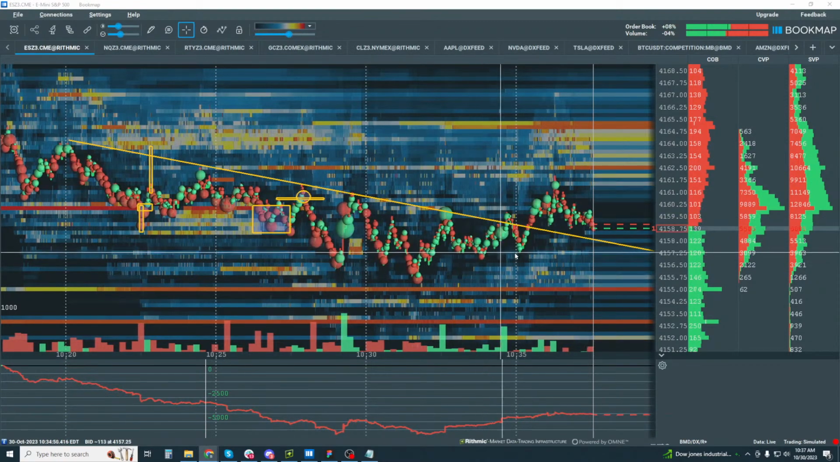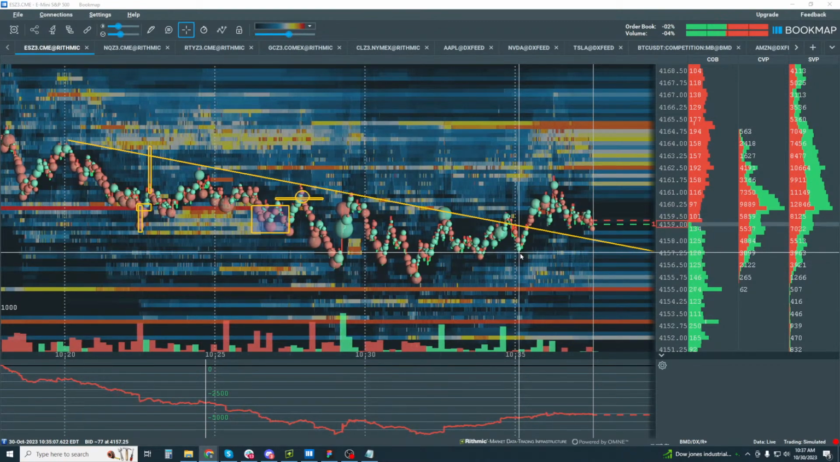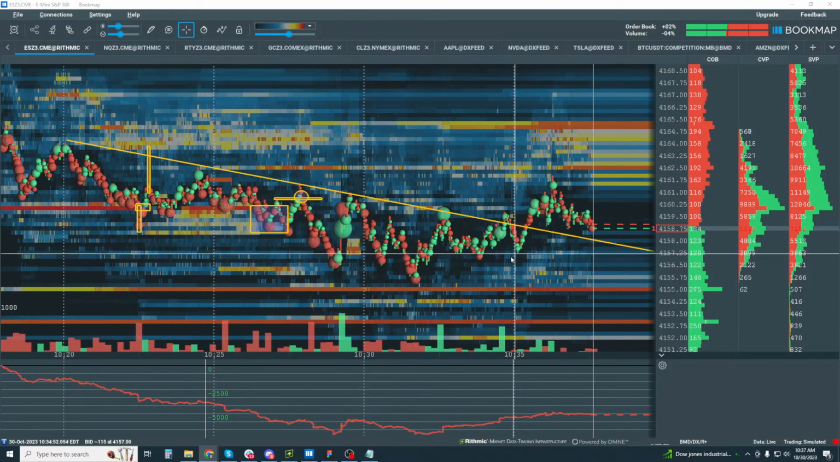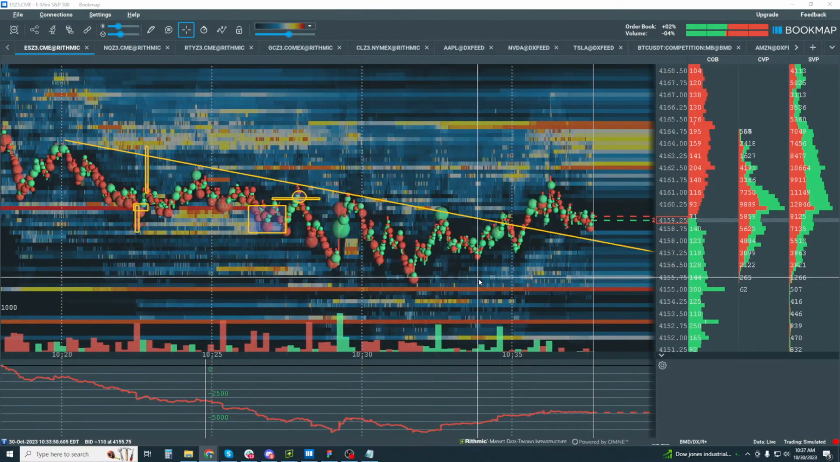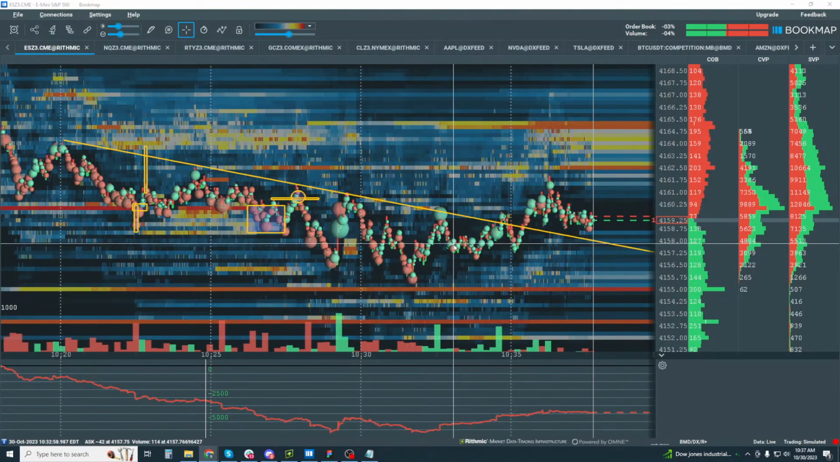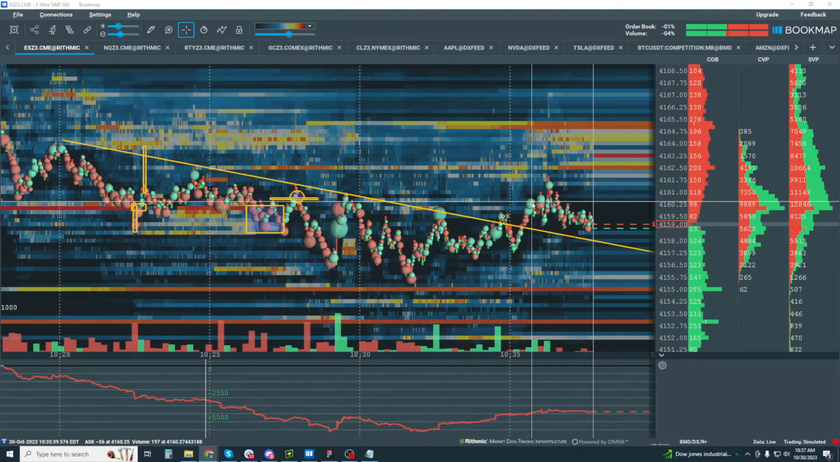We are making higher lows now here as well. It just means there's not enough sellers to take it down to the lows, the previous lows. This is starting to show something different. So we would look for the break.